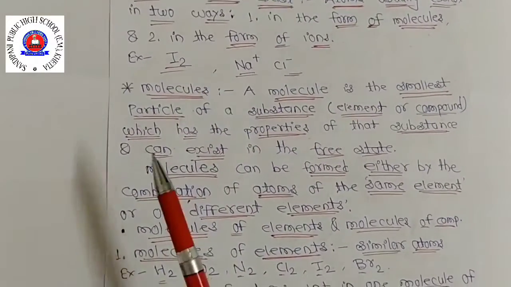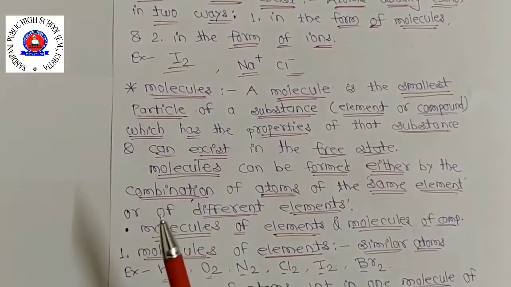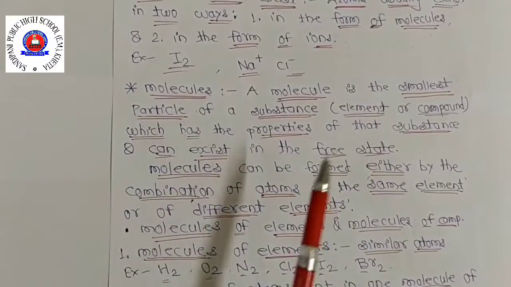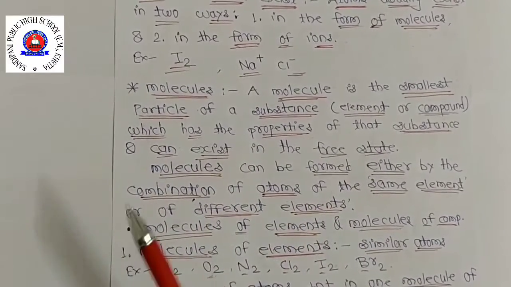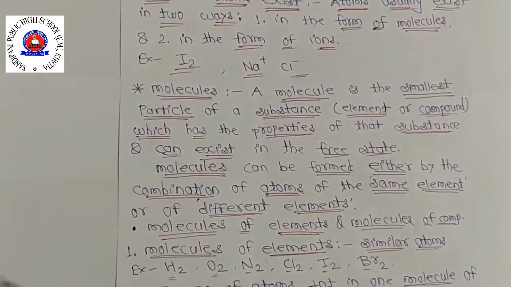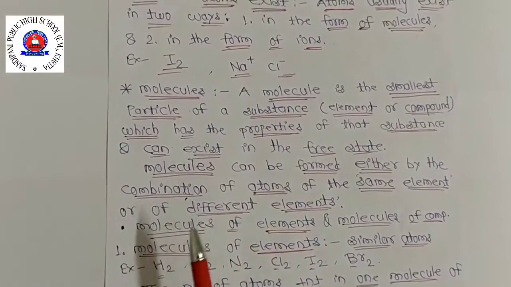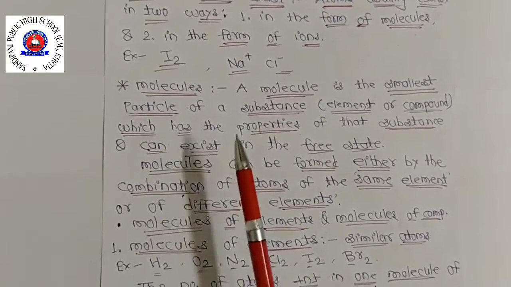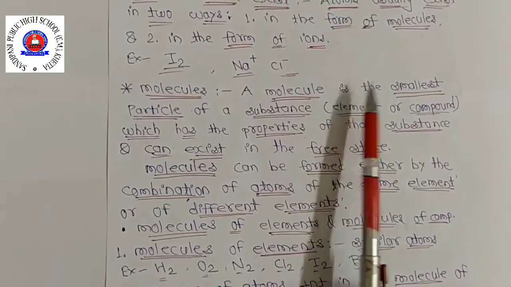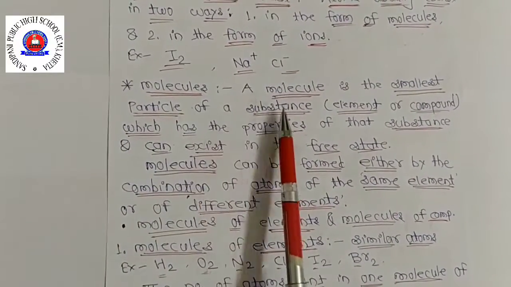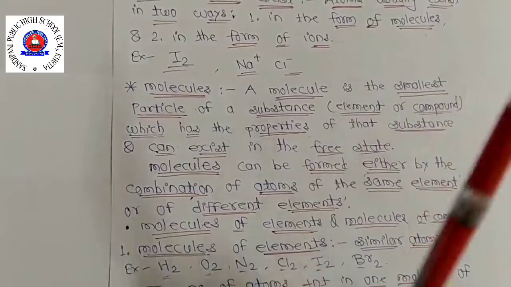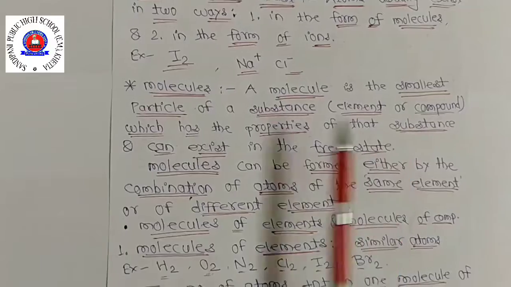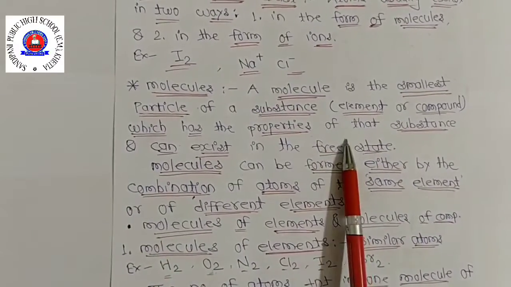Clear this one? So we know that atoms of most of the elements are very reactive and cannot exist in free state. Okay, so this is not so with molecule. So molecule can exist in free state because they are very stable. So molecule free state में exist कर सकता है because they are very stable. So this gives us another definition of molecule, that a molecule is the smallest particle of a substance that is element or compound, okay, which has the properties of that substance. Clear this one? And can exist in free state.